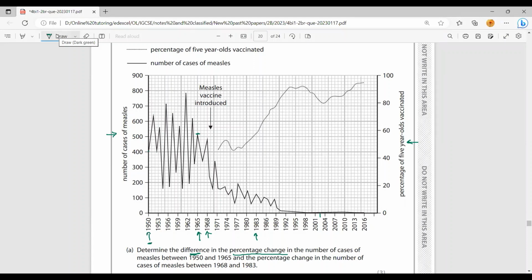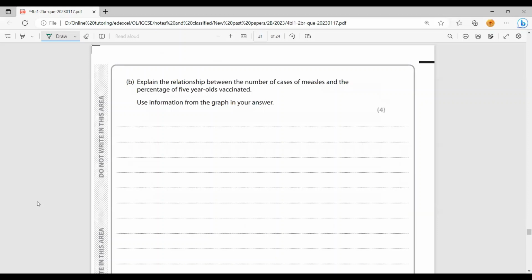The question here could also, in order to get the whole 4 marks, you could say that before the introduction of the vaccine there was no immunity, and that's why the number of cases was high. After the vaccination was introduced, immunity increased, and that's why there was a drop in the number of cases. So you can mention something about immunity in this question to get the whole 4 marks, because it says explain.